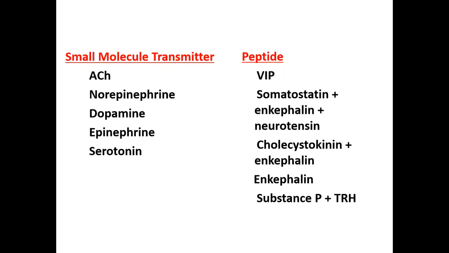Now, there are certain neurotransmitters called small molecular neurotransmitters and others called peptide neurotransmitters. What are the small molecular neurotransmitters? Acetylcholine, norepinephrine, dopamine, epinephrine, and serotonin or 5-hydroxytryptamine. These are all the smaller molecular neurotransmitters. The peptide neurotransmitters are VIP, somatostatin, enkephalin, neurotensin, cholecystokinin, substance P, and thyrotropin releasing hormone.